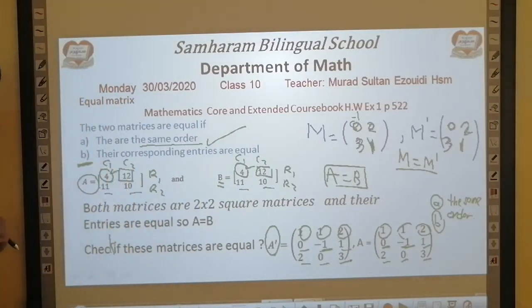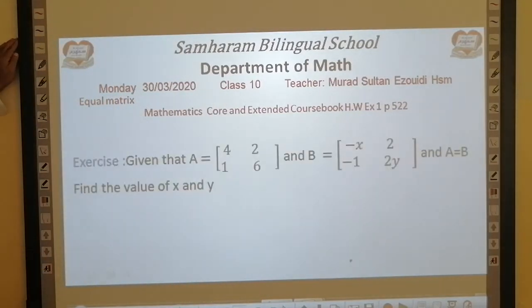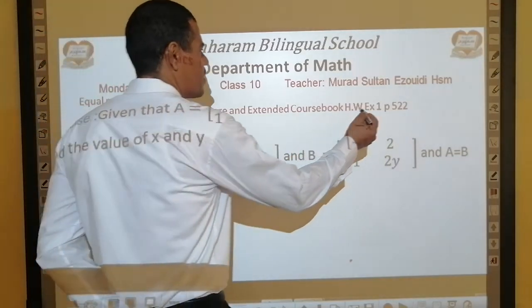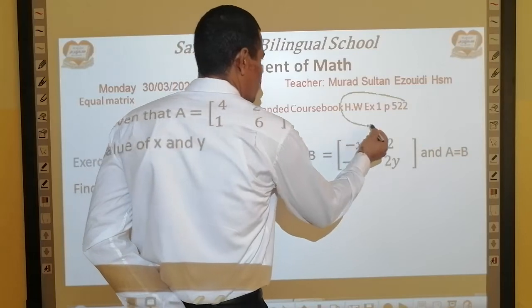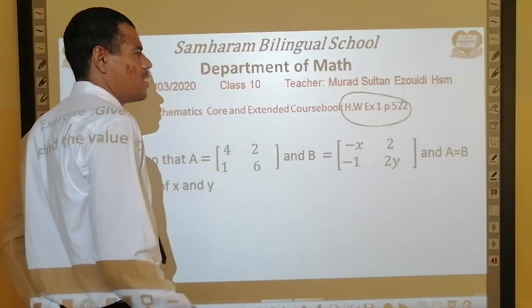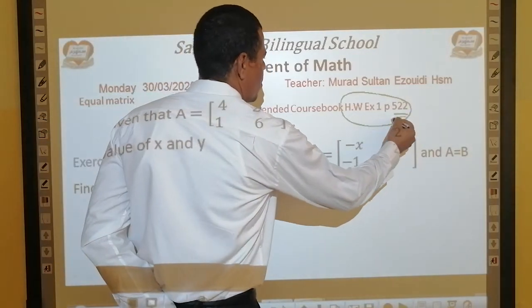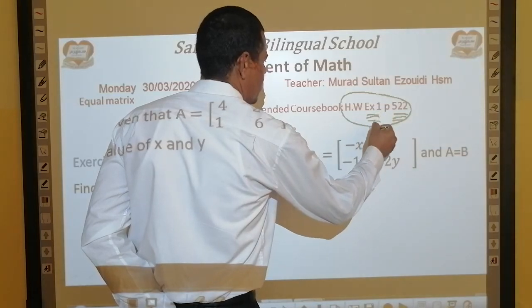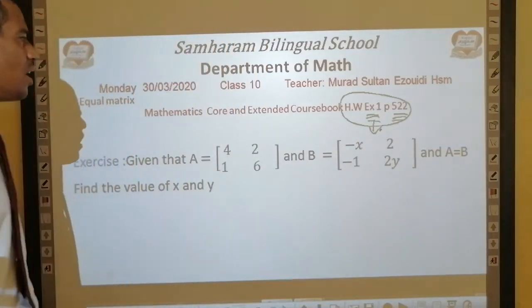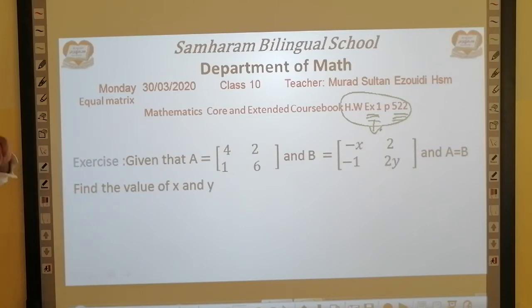Okay, we continue. Exercise. Here is our homework, my kids. Mathematics Core Extended course book, page 552. Here is the homework. You should do it and send it by WhatsApp, okay? Exercise, I will give an exercise.